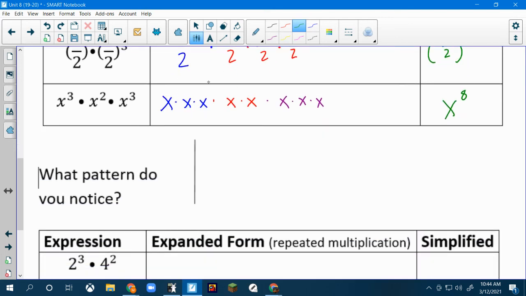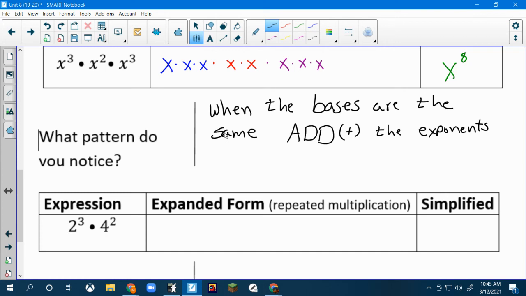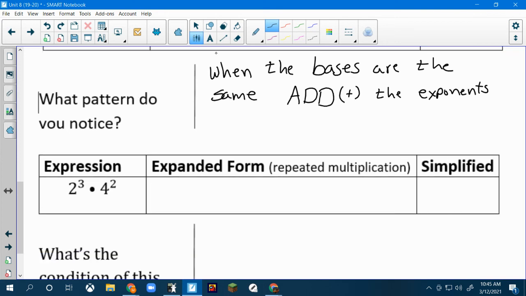Remember, what pattern do we notice here? We said when the bases, that's that big number, are the same, add the exponents. And that is our power rule. One more time.